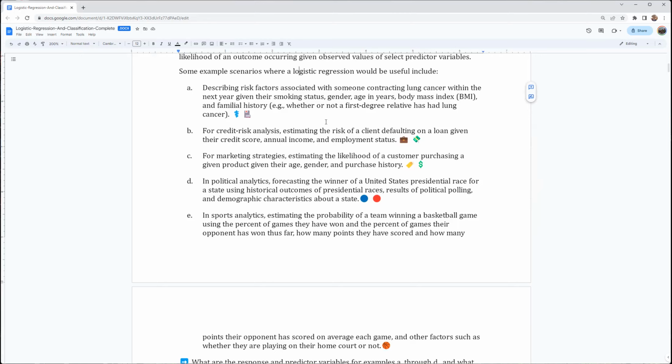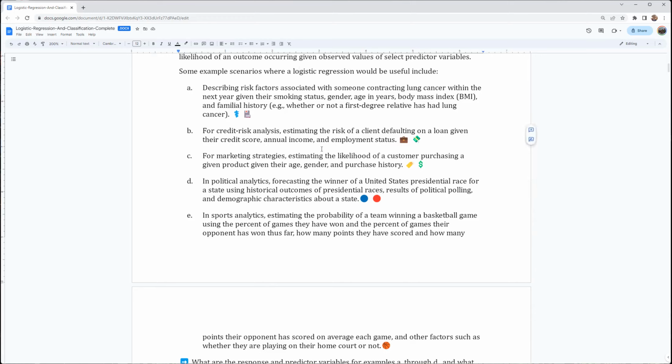So some factors that we might think are associated with lung cancer that we could explore a bit further: someone's smoking status, gender, age in years, their BMI, and whether or not a first degree relative has had lung cancer. Okay. These are all very likely important factors in determining someone's risk of contracting lung cancer within the next year. So we could quantify that level of risk using a logistic regression model.